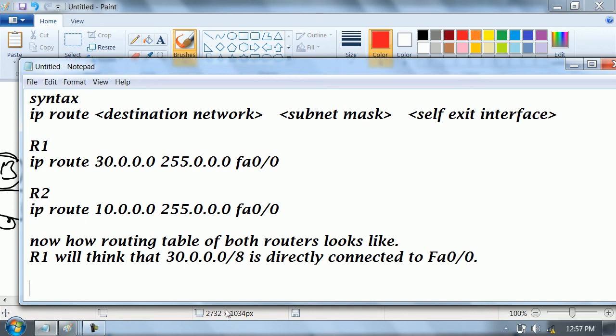If R1 has to send traffic to 20's network, what will R1 do? R1 will send traffic out of which interface? The exit interface, FA0/0. The same thing you are telling R1, that if you want to reach 30's network, send traffic out of FA0/0. So R1 will treat both in the same way: 20's network and 30's network are directly connected to my FA0/0. And R2 will also think that 20's network and 10's network are directly connected to FA0/0. Agree?